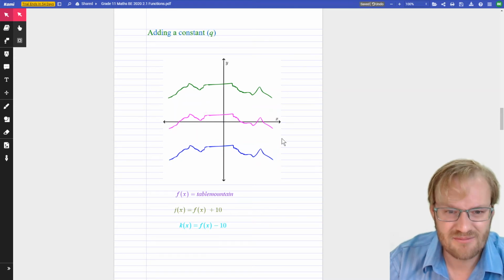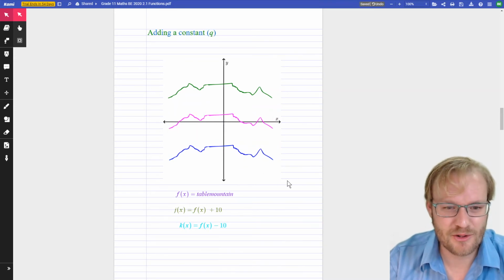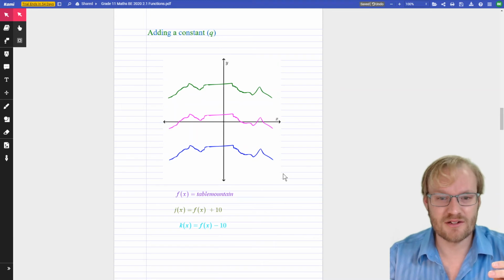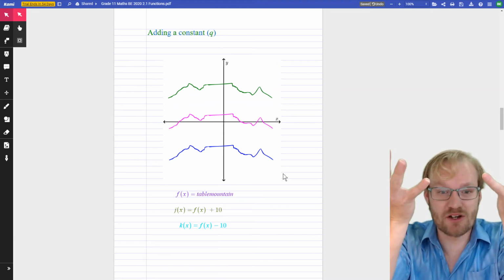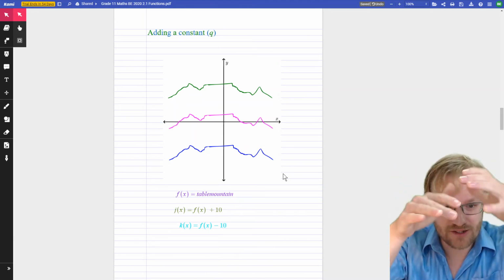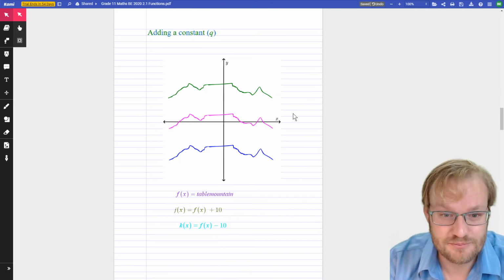So I'm guessing it's going to be about there. But the point is, if we add a constant, obviously if we add a positive, it's going to go up. And if we add a negative, it's going to go down.